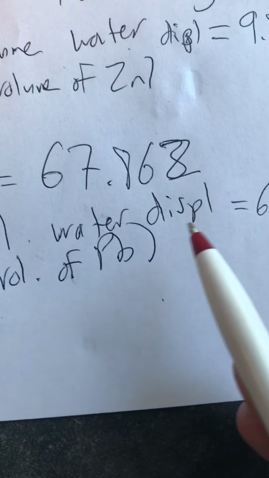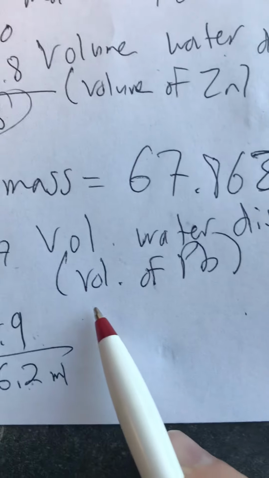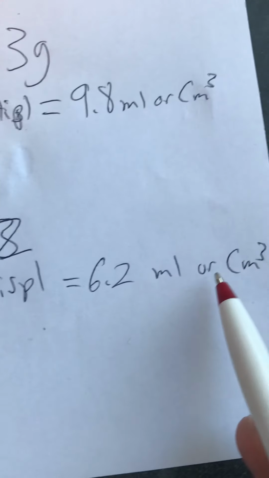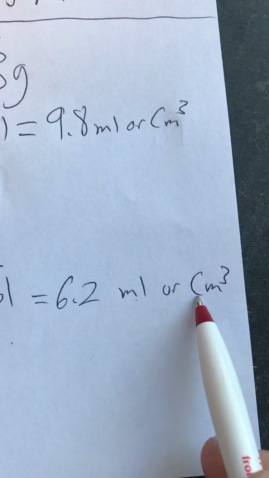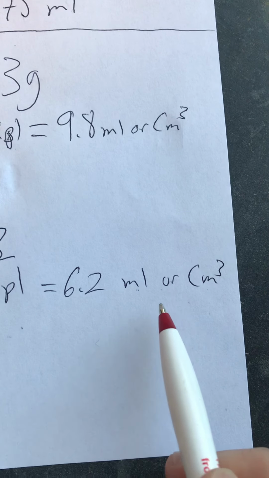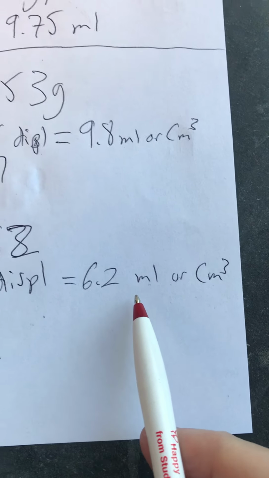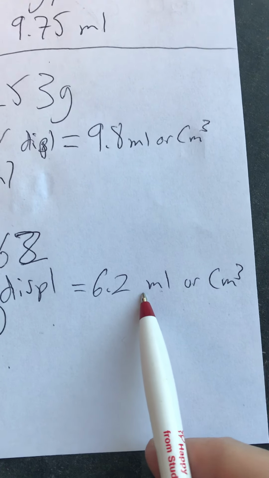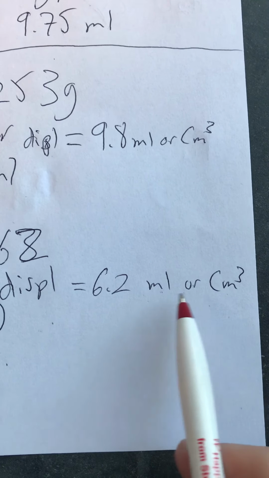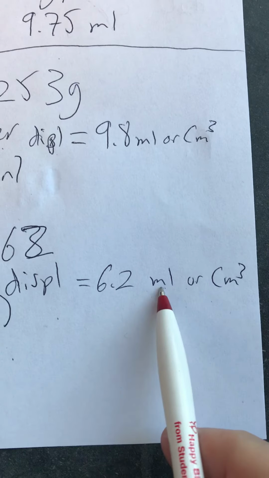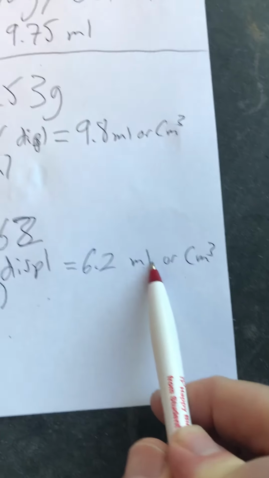So over here, for the volume of water displaced and the volume of the lead, we put 6.2 milliliters or 6.2 cubic centimeters. Very important thing in chemistry to remember. You probably know this, but maybe you don't remember it, but you should. A milliliter of water is equal to a cubic centimeter. They're the same volume measurement. Milliliter, cubic centimeter, same thing.